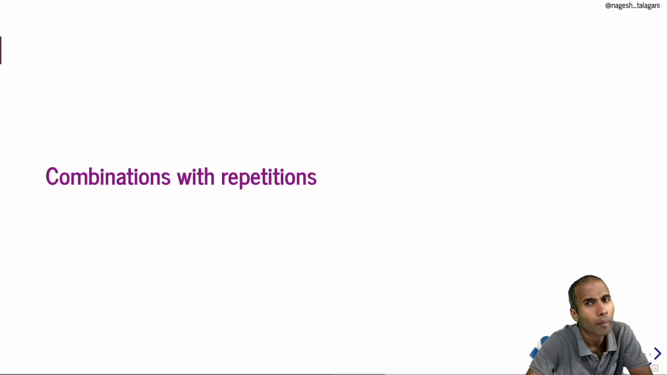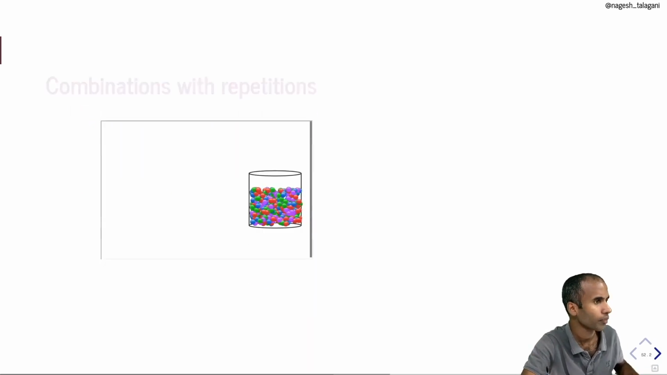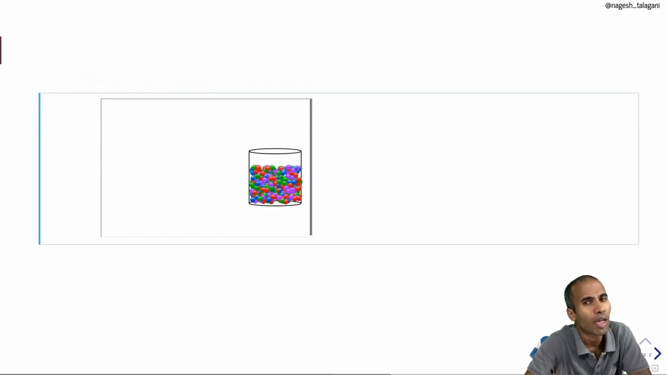Okay, combinations with repetition. What do we mean by combinations with repetition? Let me show you an example. Here we have a big box of Cadbury Gems of 4 colors: red, green, blue, purple. Enough number in each color. Say if you go and grab 6 gems for yourself, the question of interest is how many different combinations you can get.